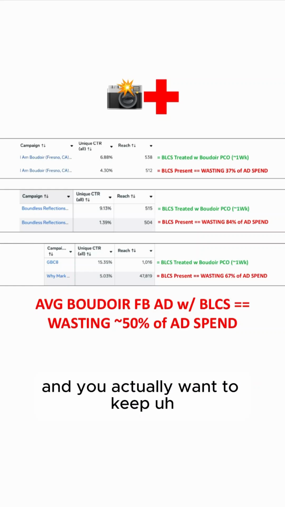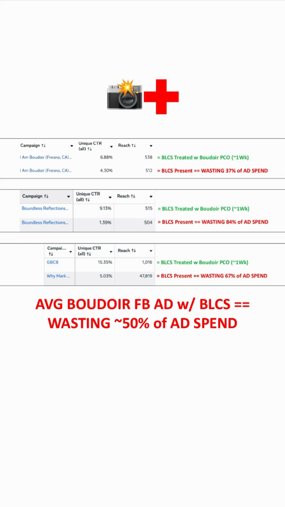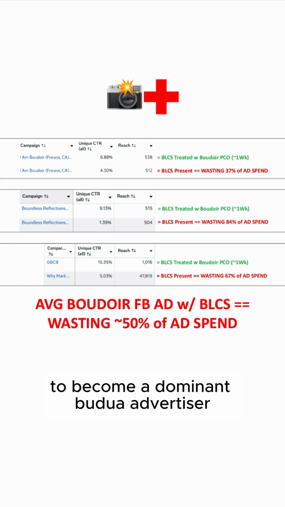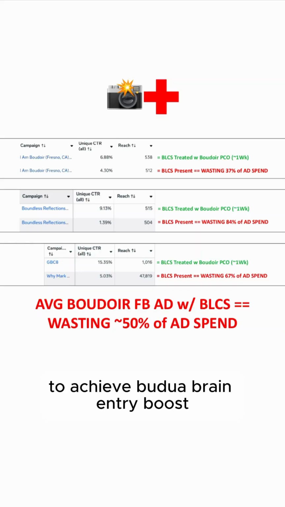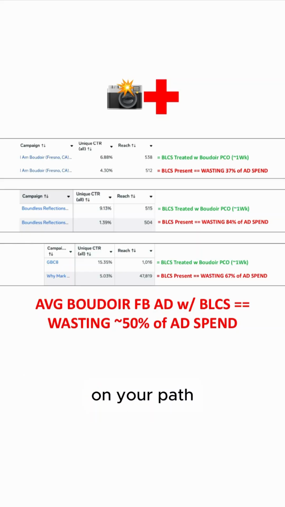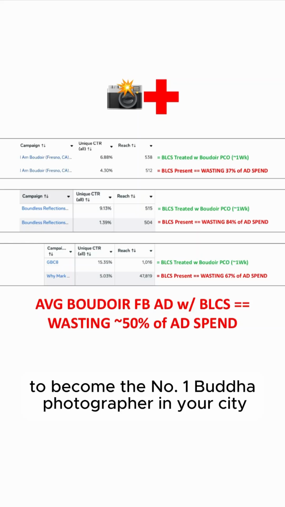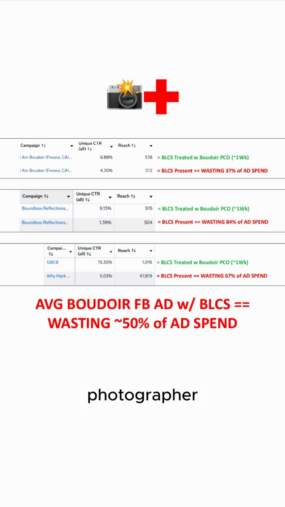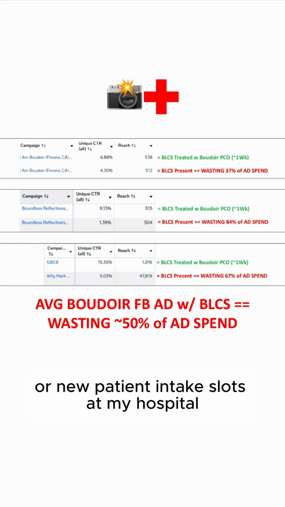And you actually want that outcome of the Boudoir Pico treatment. And you want to achieve pre-click alignment with your Boudoir Facebook ads to become a dominant Boudoir advertiser, to achieve Boudoir brain entry boost with your Boudoir Facebook ads, because you know that this is required on your path to becoming the #1 boudoir photographer in your city. Then shoot me a DM when I open for new boudoir photographer or new patient intake slots at my hospital.